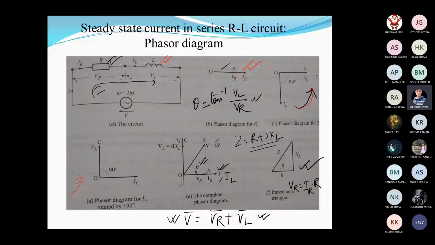So now they are superimposed on the same graph. What we will see, IR and IL in this direction. So VR is also in this direction, and now VL is in this direction. So you can see VL and VR. Now what will this V be? V is the phasor sum. V is vector VR plus VL, this one.